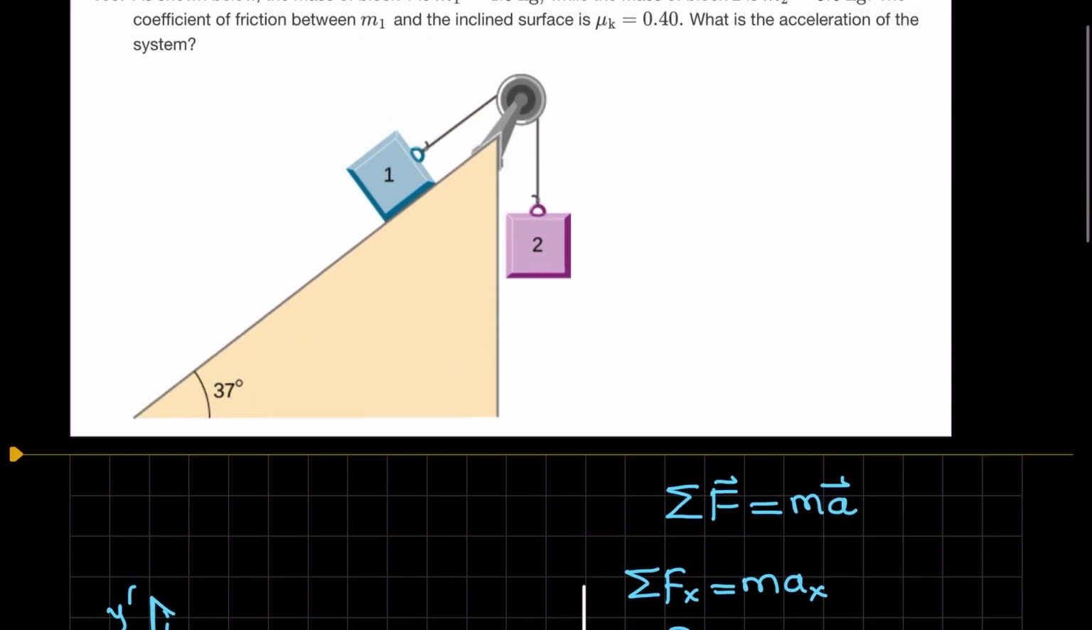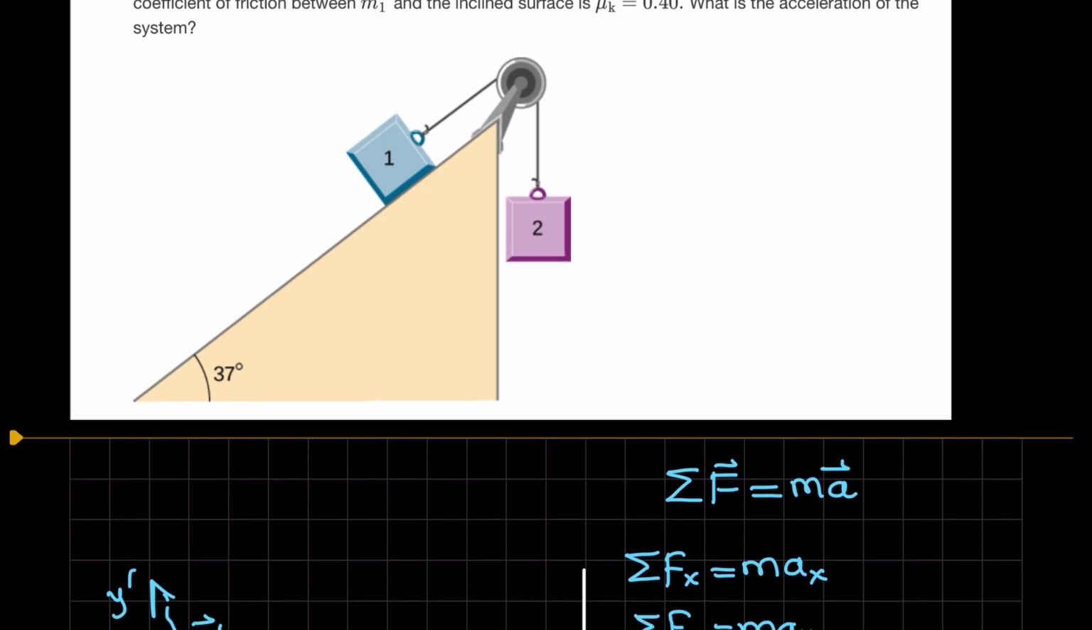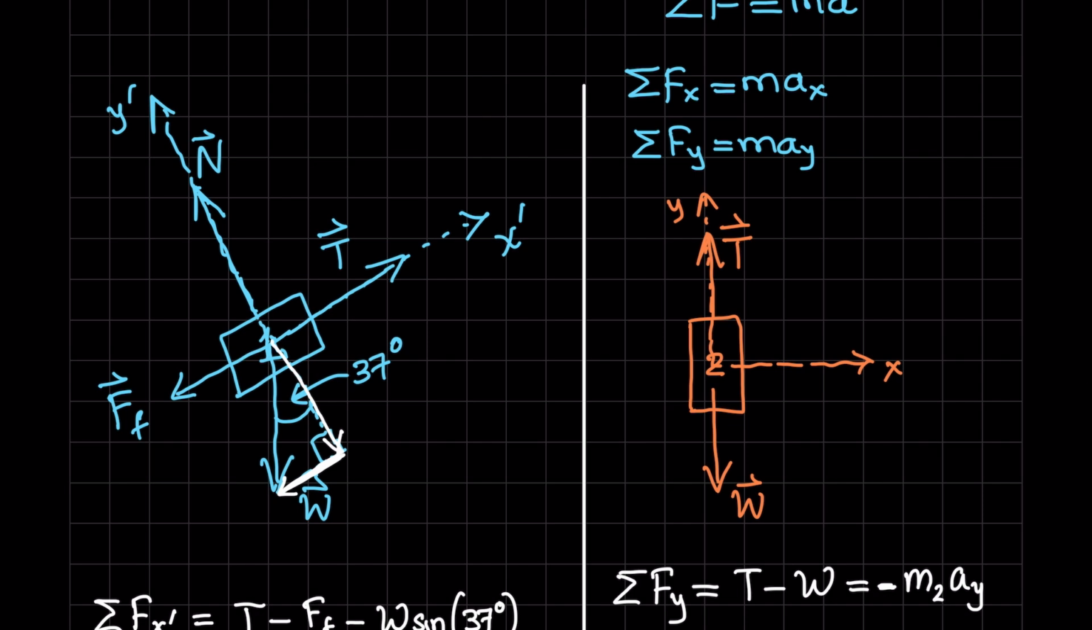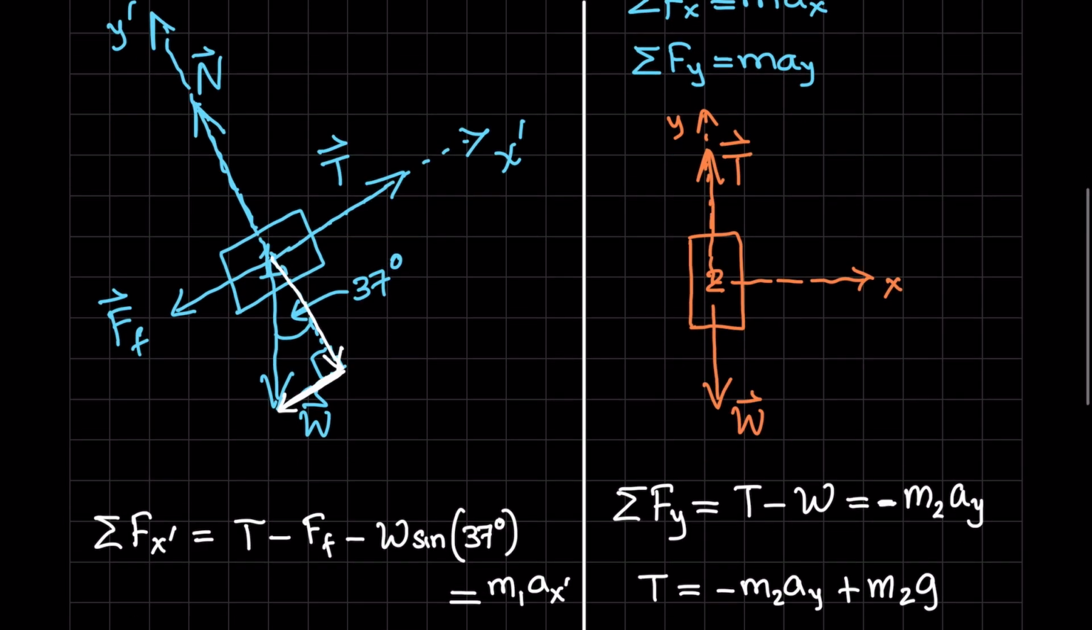Well, that's where we want to come here and realize, okay, look, the block 1 is only moving along the ramp. It's not levitating. It's not burying itself into the ramp. So it doesn't accelerate in the y prime direction. It's only accelerating in the x prime direction. We can bring that in.